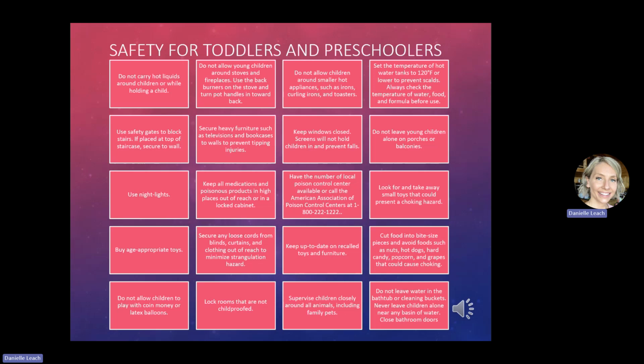If there is a room that has anything that could be dangerous to a child in it, make sure that you put a lock on the door. And then supervise children around all animals, including family pets, and don't leave water in anything at all because it is a risk of drowning. So even things like a bathtub or a bucket or even a toilet, you can have a lock on the toilet.